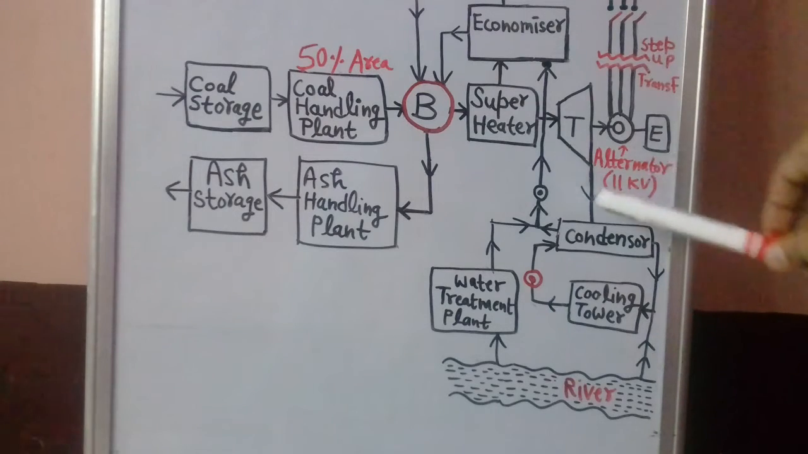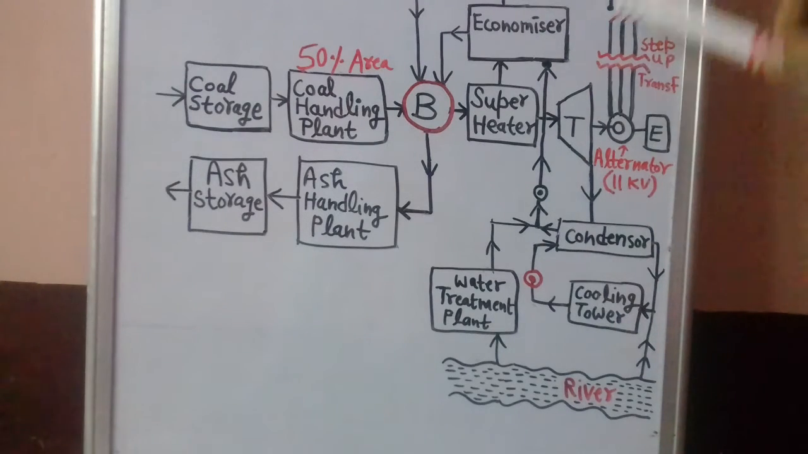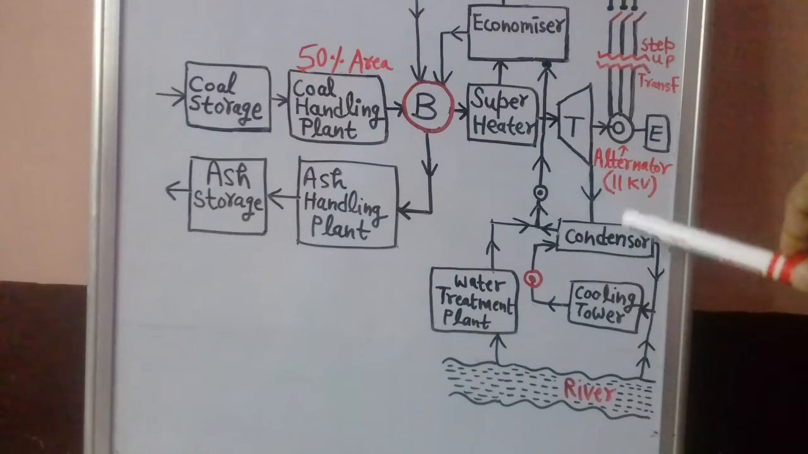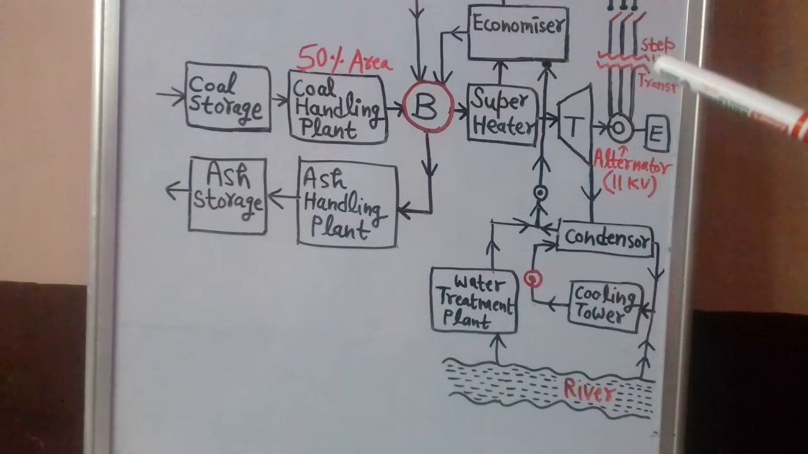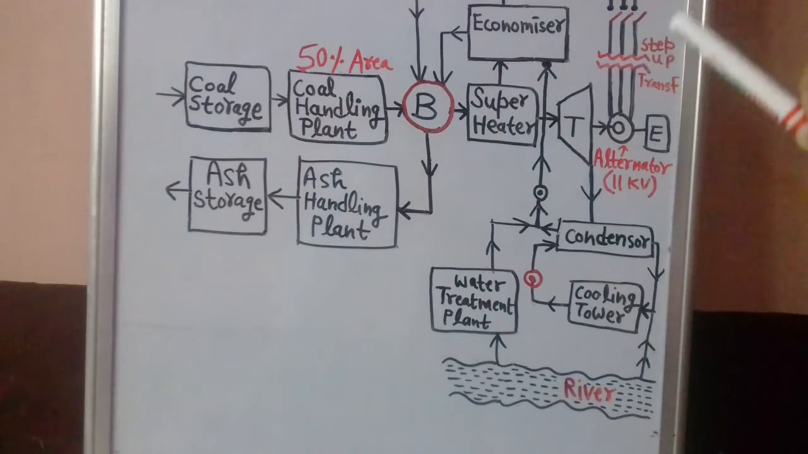Once the electrical energy is generated at 11 kilovolts, which is the standard AC power generation voltage in our country, we need to transmit this power at higher and higher voltages. That means we need to step up this voltage to a high value, from 11 kV to 220 kV, or 400 kV, or 765 kV, or like that. These are some of the standard transmission voltages. We transmit the power at higher and higher voltages primarily because we want to reduce the transmission losses, right?